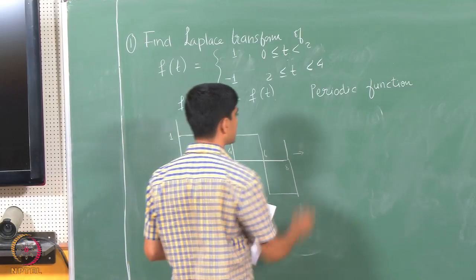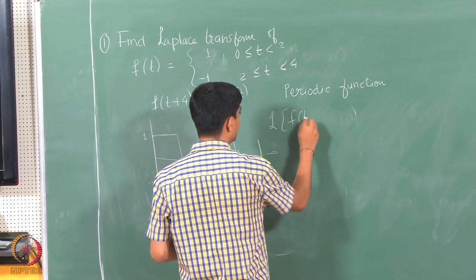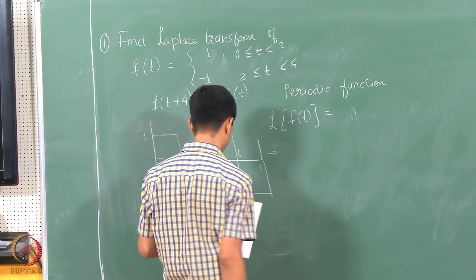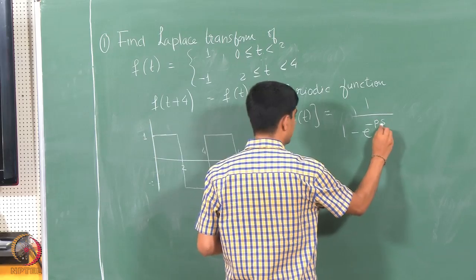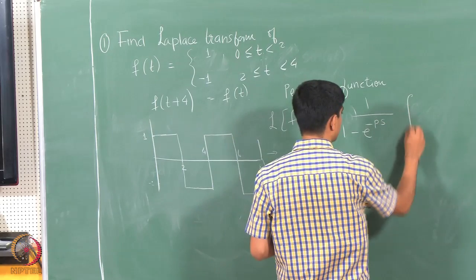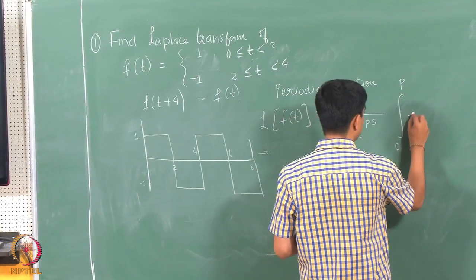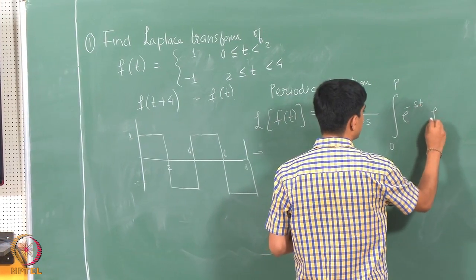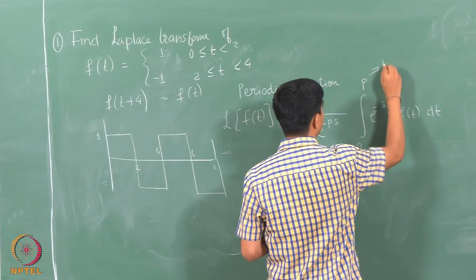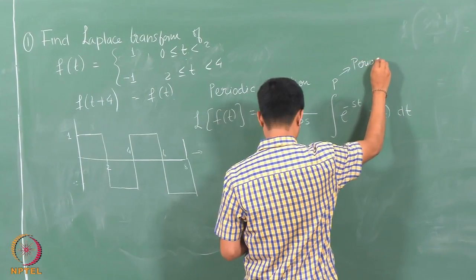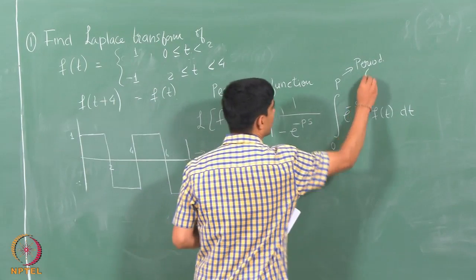Okay. So, what is the Laplace transform for a periodic function? L of a given function f of t is 1 over 1 minus e power minus ps, integral 0 to p, e power minus st f of t dt, where p is the time period, which in our case is 4.